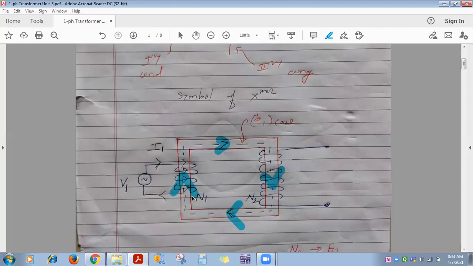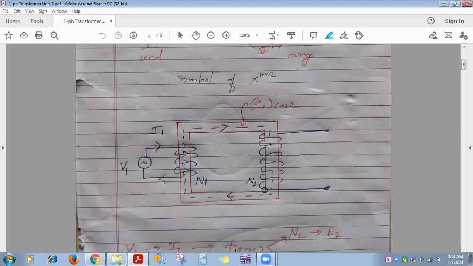And that will be alternating because voltage is alternating, current is alternating. So whatever the flux in the core, it is denoted by phi. So flux in the core also will be alternating.